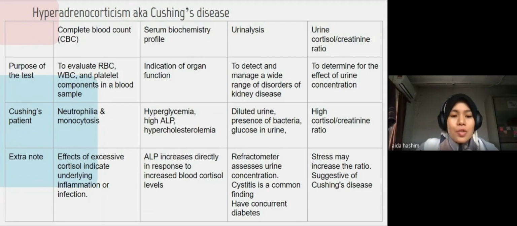However, stress and other illness may also increase this ratio. While an increased urine cortisol creatinine ratio is suggestive of Cushing's disease, it cannot absolutely confirm the diagnosis as well.